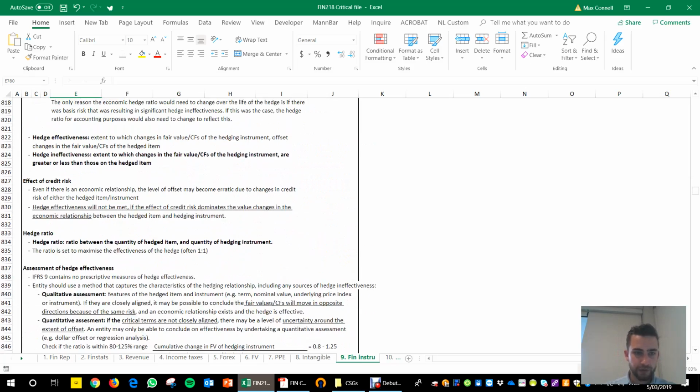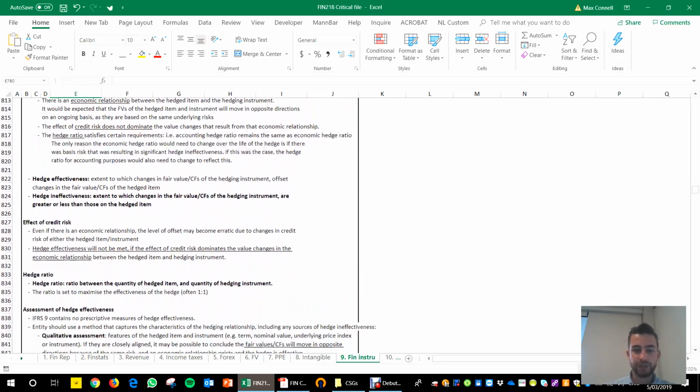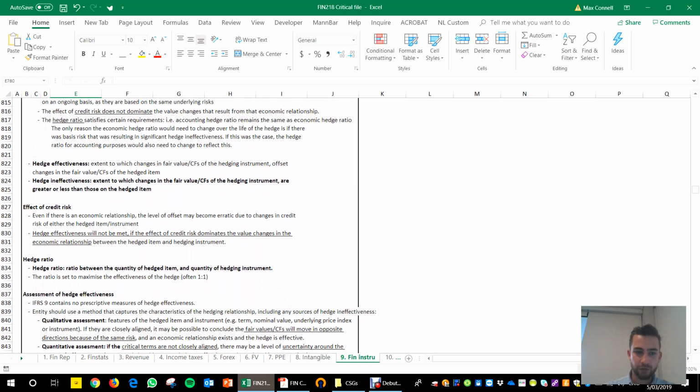Okay, so let's move on to effective credit risk. We talked about this before briefly. There needs to be an economic relationship, and the effective credit risk cannot dominate the value changes in this relationship. I mentioned before, it must be purely about economics. If the risk of not being repaid on a debt is the main impact on the value change, you can't apply hedge accounting.